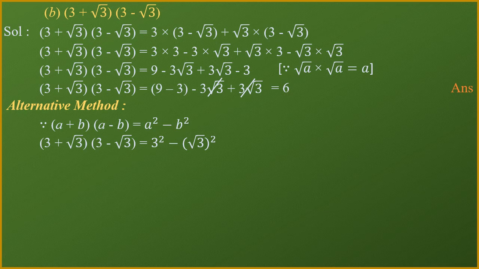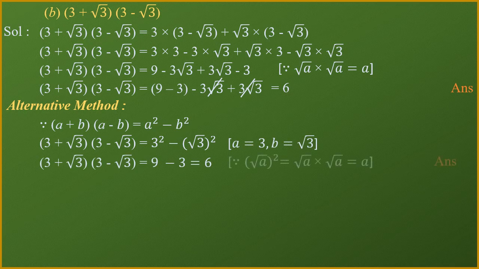So a square will be the square of 3, minus the square of root of 3. Now the square of 3 will become 9, right? But what will be the square of under root of 3? I can write it as root of 3 into root of 3, and root of 3 into root of 3, as you know, will be 3. So 9 minus 3 becomes 6. So this is the answer of the question.